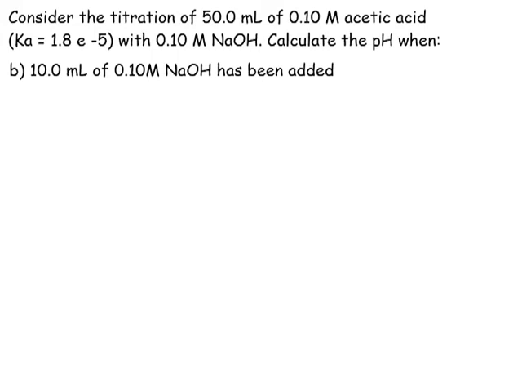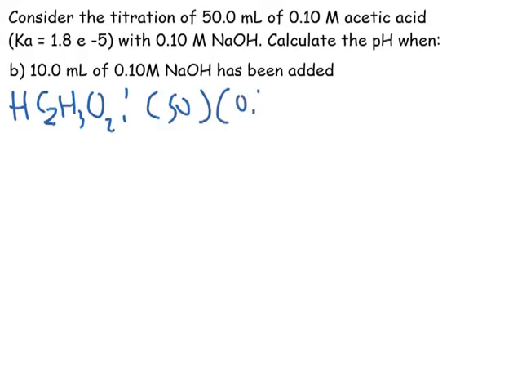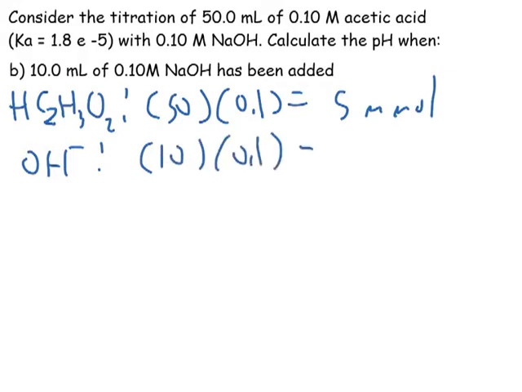So before we even do anything, the first thing we should do is just find how many moles of stuff we have. So first of all, let's find how many moles of acetic acid we have. That's just going to be 50 times 0.1. So that's going to be 5 millimoles of acetic acid. And let's find how many moles of hydroxide ions we have. That's going to be 10 times 0.1. So we have 1 millimole of hydroxide ions.